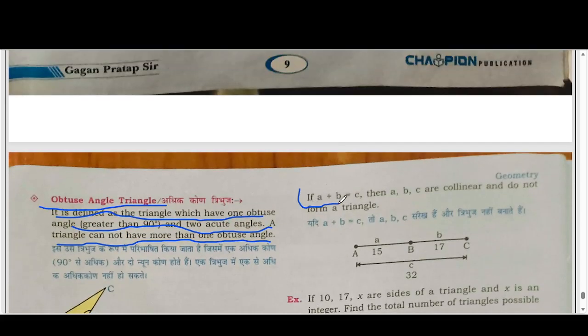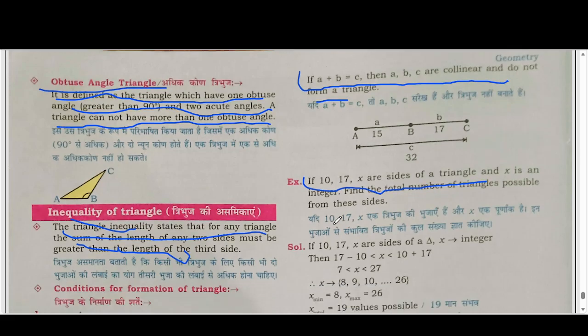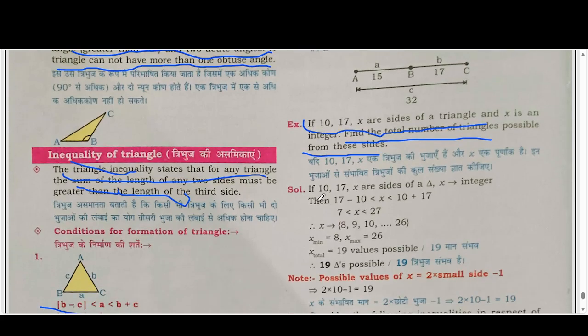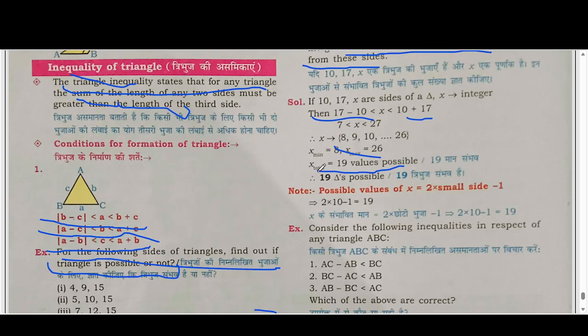If A plus B plus C is equal to zero, then A, B, C are collinear coordinates and do not form a triangle. If 10 and x are the sides of a triangle and x is an integer, find the total number of triangles possible from these sides. Possible values of x are 8, 9, 10, up to a maximum of 26, so 19 possible values and 19 possible triangles.